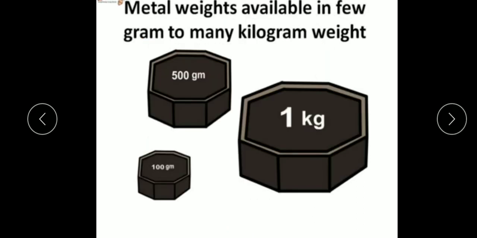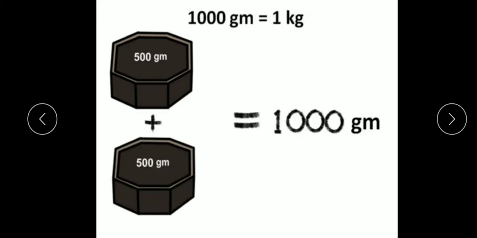So children, we use a simple balance and different metallic weights to weigh different objects. We keep the thing that we wish to buy on one side and the required metallic weight on the other side, and we balance them equally. In this way we balance the different objects.